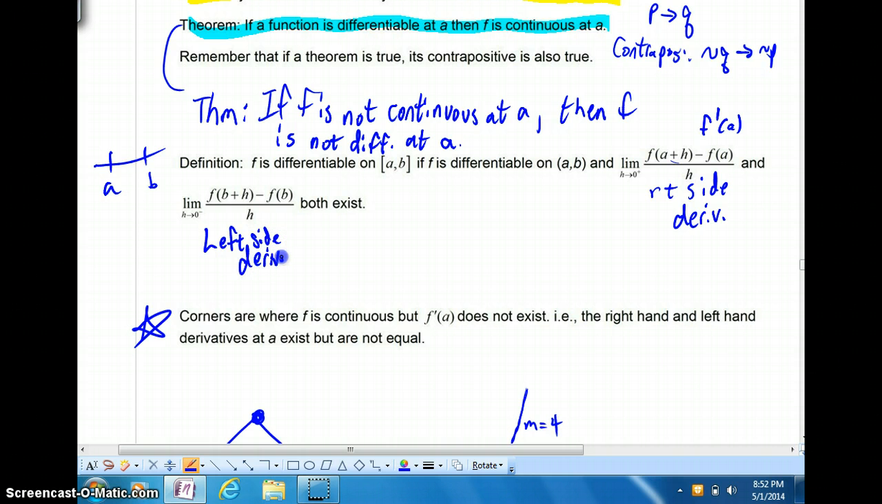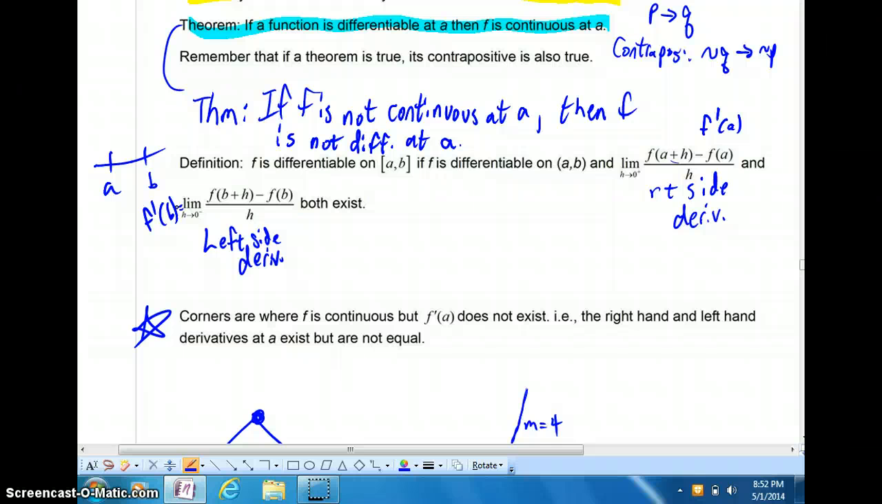Evaluating a derivative at b, you could only approach b from the left, and this, of course, is what f prime of b would be equal to. I could even write that out in front. So, to be differentiable on a closed interval means that your derivatives exist from the right side and the left side at your endpoints, as I've just described, and that you'd be differentiable at all points on the open interval.